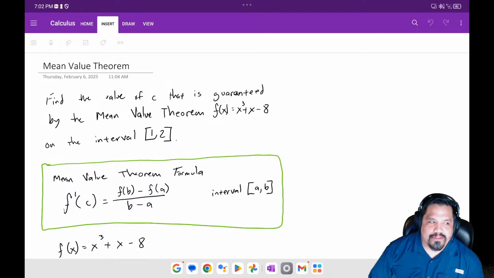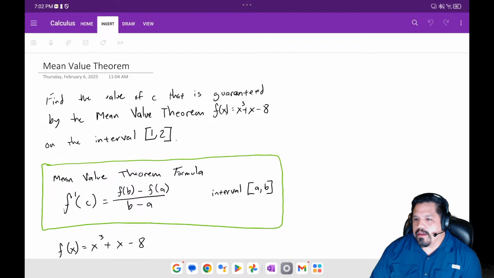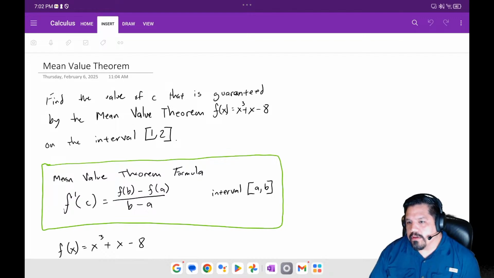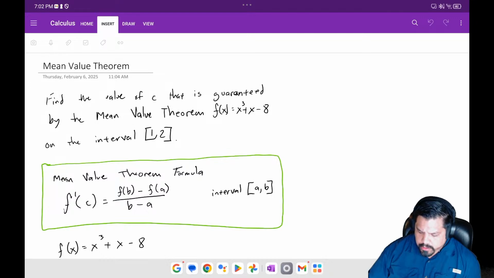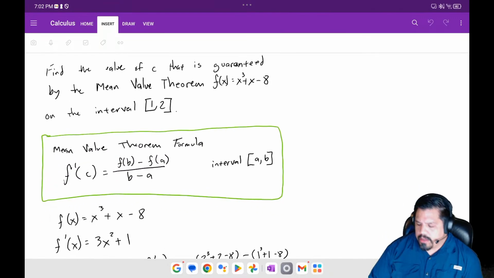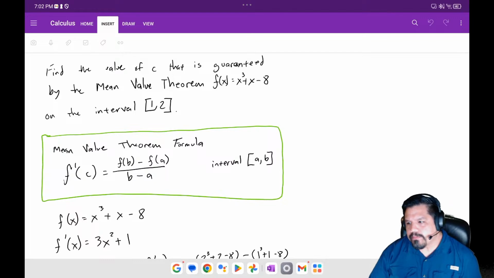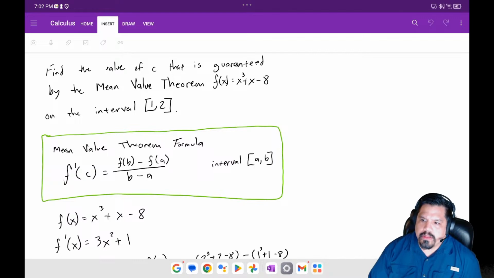So I just wanted to talk to you today about this one topic that I've seen a lot of people making mistakes on. This is called the mean value theorem. What I wanted to show you is the main formula for it and the reasoning behind it. So we have, it says, find the value of c guaranteed by the mean value theorem of f of x equal to x cubed plus x minus 8 on the interval from 1 to 2.